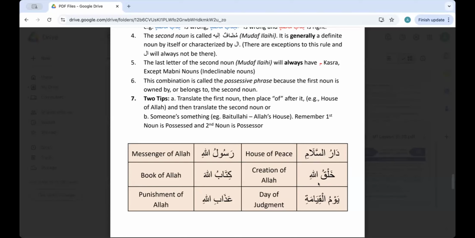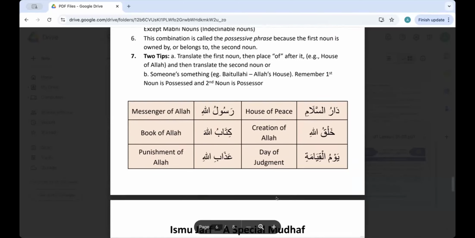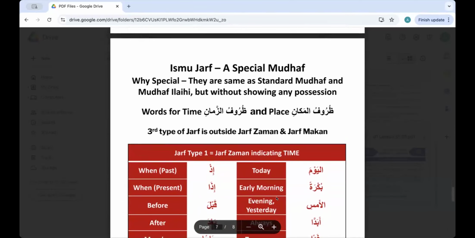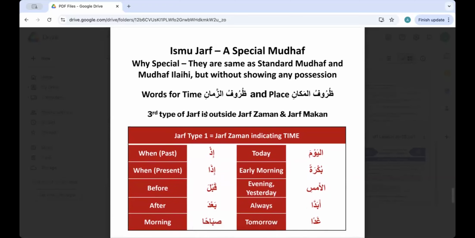When you learned about the phrases, the mudaf ilayhi phrase is called, does anyone remember what it is called? Idafi? Yes, murakab idafi. That's it. Alhamdulillah. Okay, now we have Ismu Zarf. This is a special mudaf. This one doesn't have the possessed or possessor role, but it is a special mudaf. Why special? There are the same standard mudaf and mudaf ilayhi, but without showing any possession.